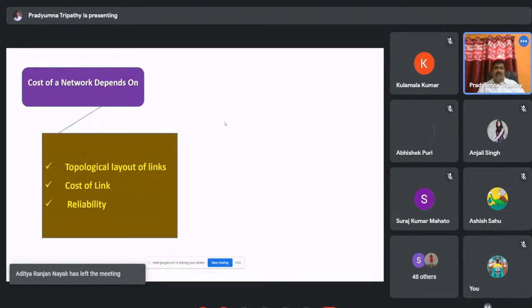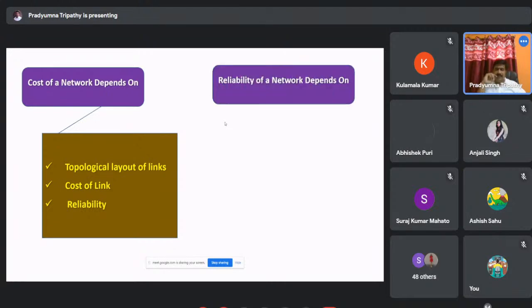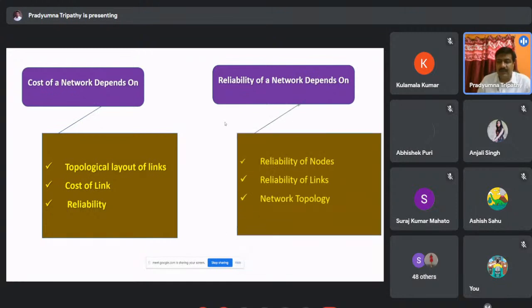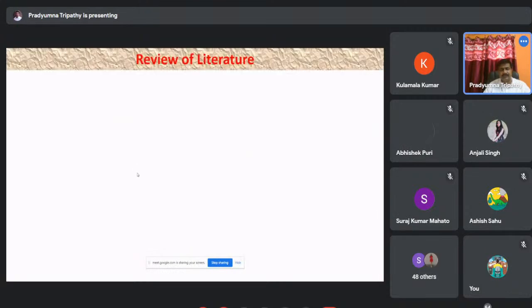So the cost of the network depends on what? The cost of the network depends on the topological layout, the cost of the links, and reliability. The topological layout of links means the order in which the links are being established. The reliability of a network depends on the reliability of nodes, the reliability of links, and the topology. So you can see that whether it is cost or reliability, they depend on the topological layout or network topology. So it is highly essential to design the network topology in such a way that it is more reliable and takes less cost.